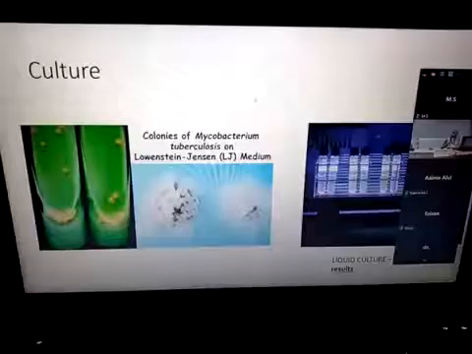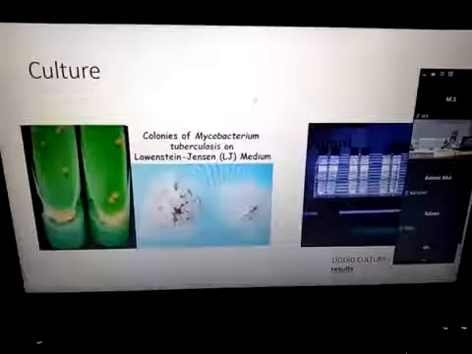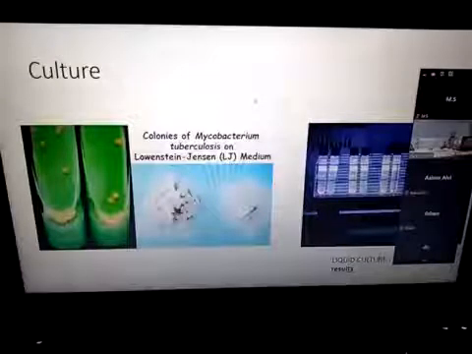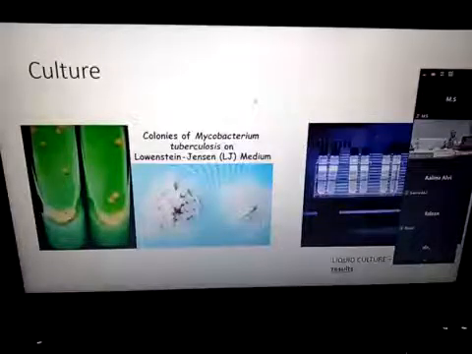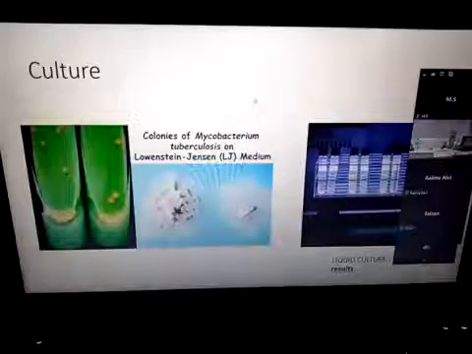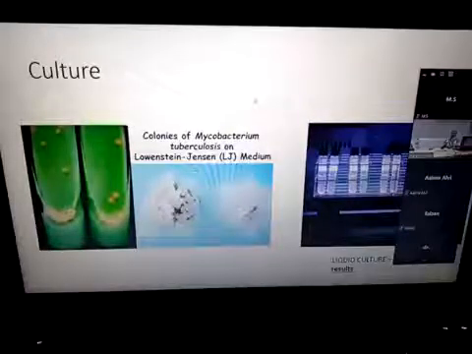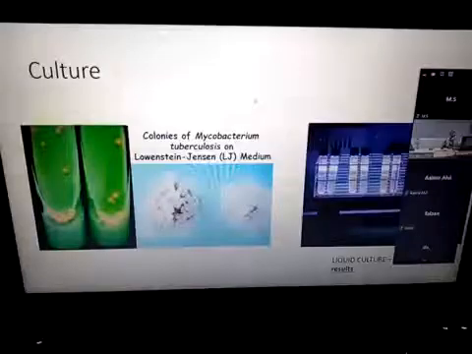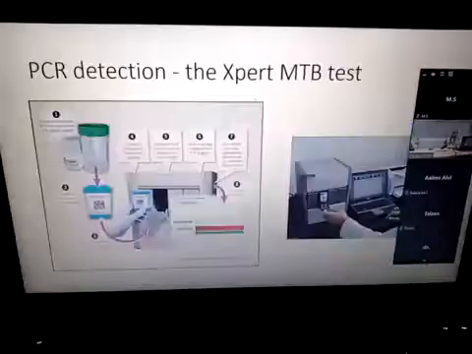Even susceptibilities can be performed in liquid culture, in which we put certain concentrations of antibiotic in the liquid and see whether in their presence, as compared to the growth control which is without antibiotic, the growth is inhibited or not. If it is inhibited it is considered sensitive, if it is not inhibited it is considered resistant.